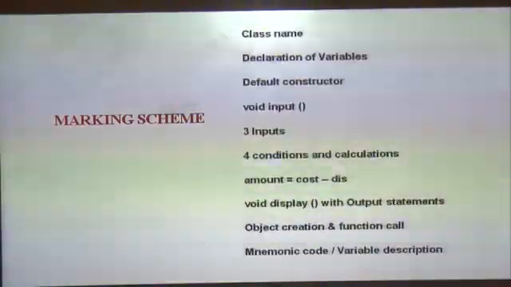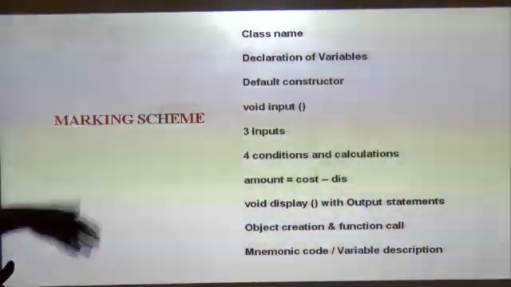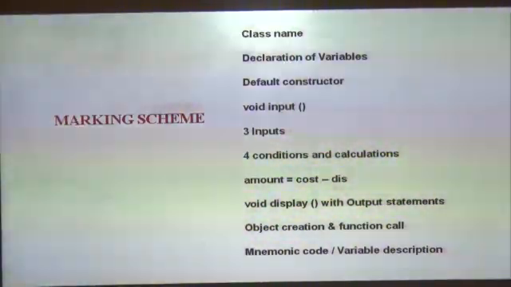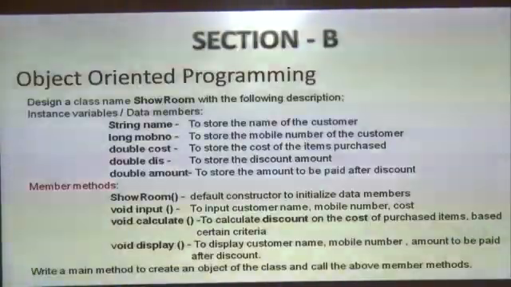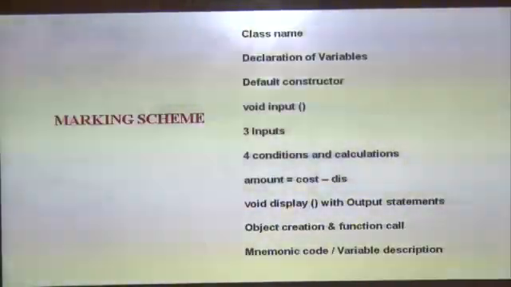When you have this type of programs, you will be marked on whether you have used the proper class name, whether you have declared the variables properly outside any function, whether you created the default constructor, then the different functions. This is the marking scheme for the example that I've used before. Okay, this one. For this sample program, this is the marking scheme.